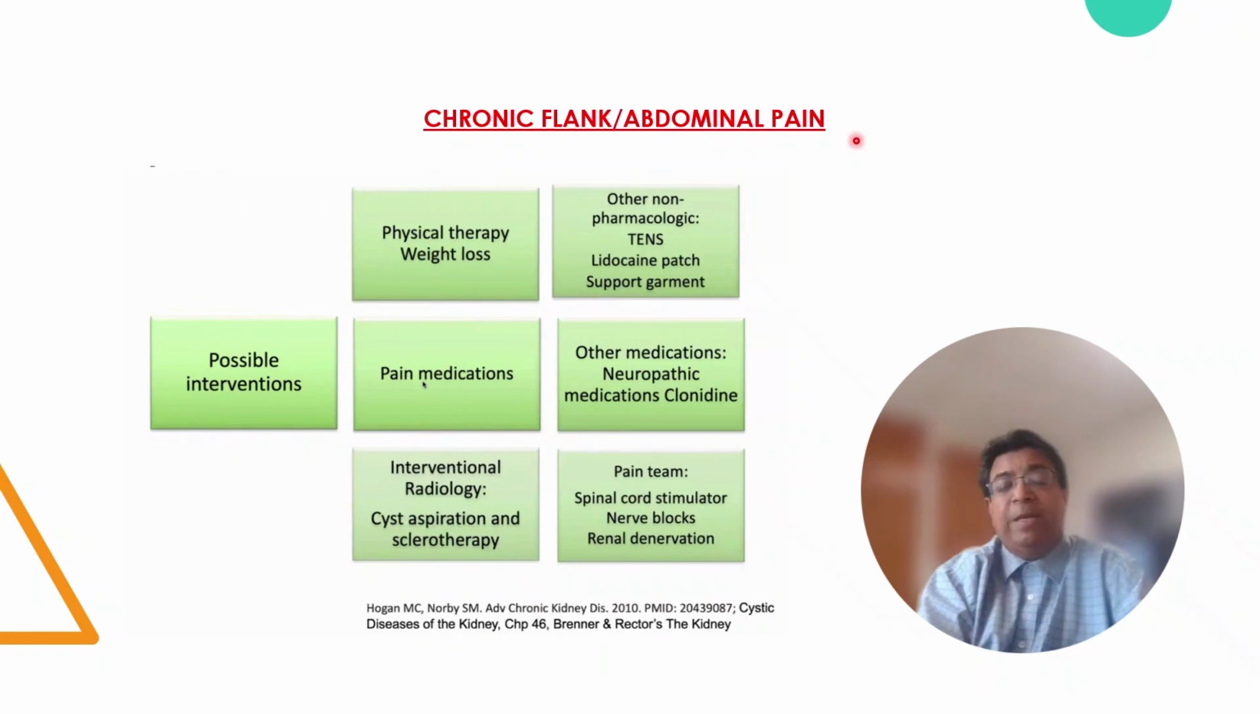Some patients will present with chronic flank or abdominal pain, sometimes really severe. What can you do about chronic flank or abdominal pain? You should begin with physical therapy, weight loss, non-pharmacological approaches like TENS, lidocaine patch, support garments. And then if you have to, you may have to use pain medications or neuropathic medications or clonidine. And then in severe cases, or if the cysts are large, particularly if they're more than 500 cc's in an individual cyst, then cyst aspiration and sclerotherapy may be appropriate. And then a pain team involvement may be appropriate. So referral to a pain physician may be appropriate for consideration of spinal cord stimulator, nerve blocks, or renal denervation.